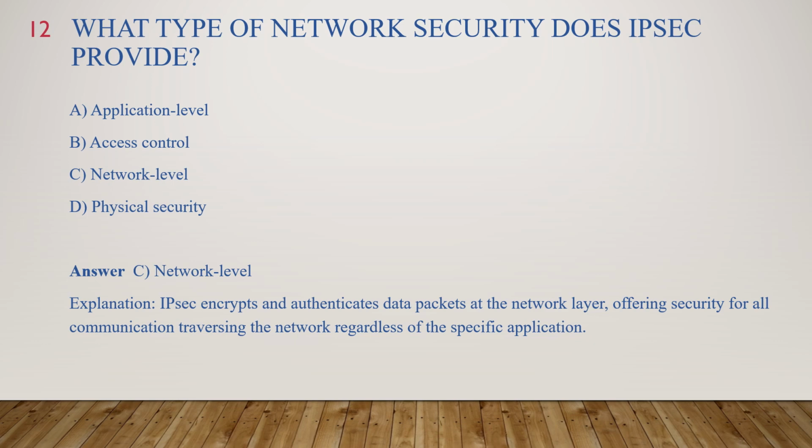Explanation. IPsec, Internet Protocol Security, is a suite of protocols that operate at the network layer, Layer 3, of the OSI model. It provides security services like encryption, which protects data transmitted over networks from eavesdropping and modification. Authentication verifies the identity of communicating parties, ensuring you're communicating with the intended recipient and not an imposter. Data integrity ensures data hasn't been tampered with during transmission.